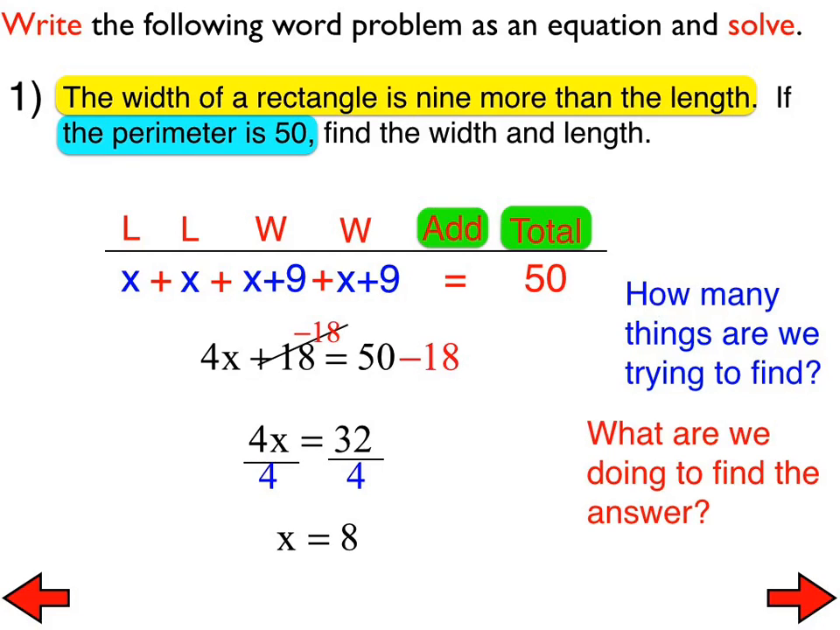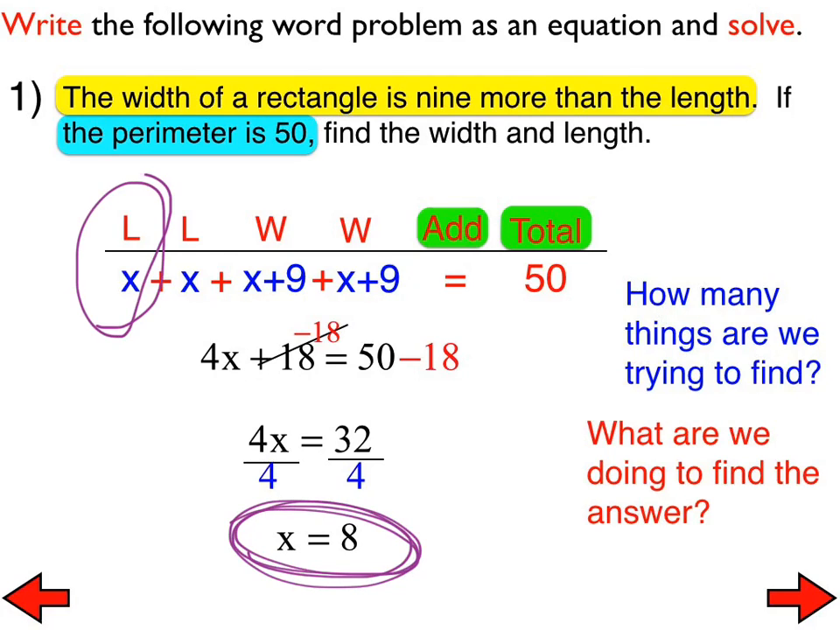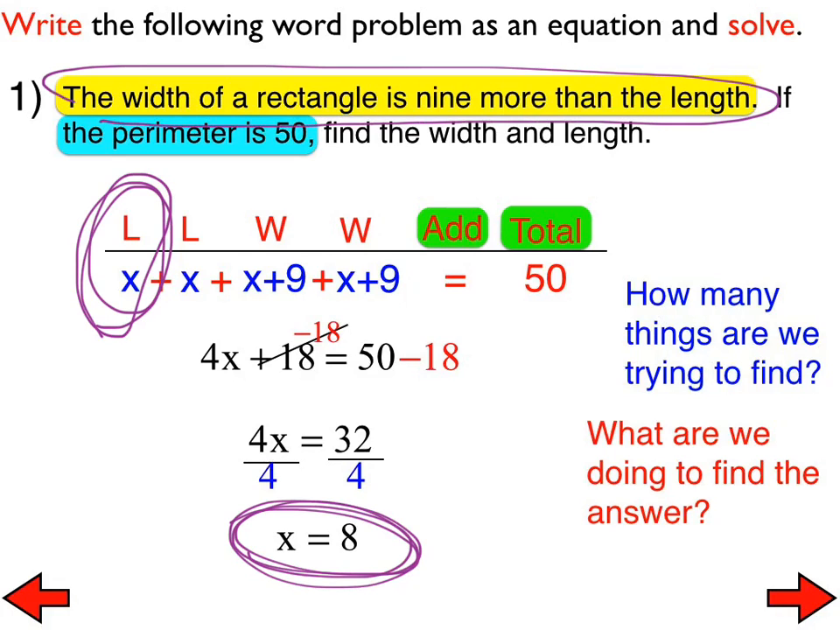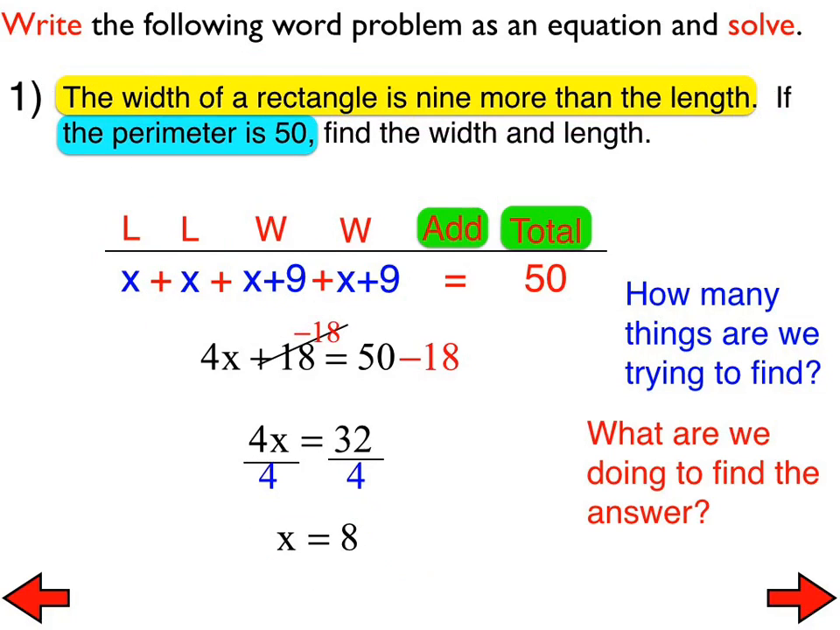Well, at this point, it's much like those problems that we talked about last time. If x equals 8, we need to figure out what x represents. X represents the length. So the length is 8. How are we then going to find the width? What would we do? You add 9. Yeah, two reasons. Number one, that's what it says in the very first sentence. The width is 9 more than the length. Or you can see it from your little mini table right here. The width is 9 more than that. So that would make the length 8 and the width 17.